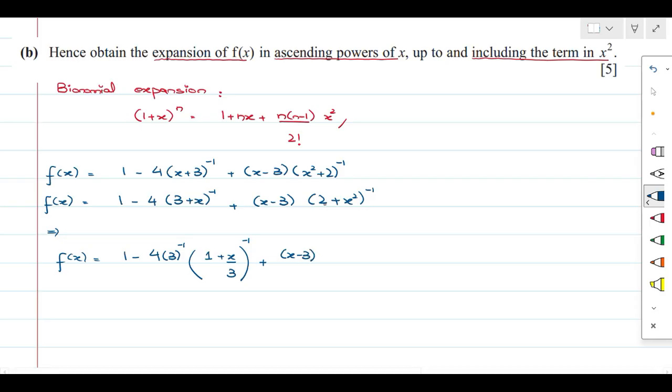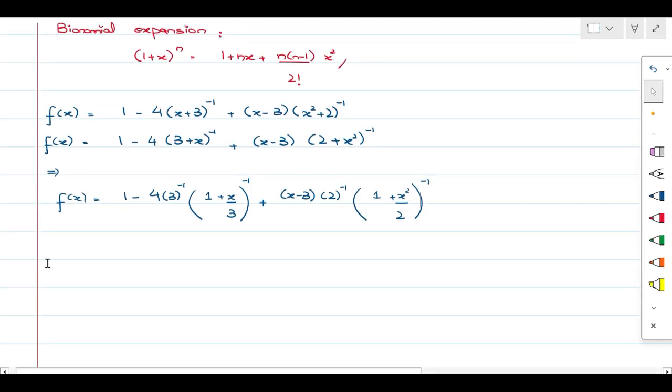Here we apply the binomial expansion, make this 2 as 1. So 2 power minus 1, take it common, and then 2 by 2 is 1 plus x square divided by 2 and its whole power is negative 1. Okay, now we apply the binomial expansion. We have f of x is equal to 1 minus 4, 3 power minus 1 divided by 3. Apply the binomial expansion, 1 plus x power n, 1 plus nx plus n minus 1 by 2 factorial into x square.